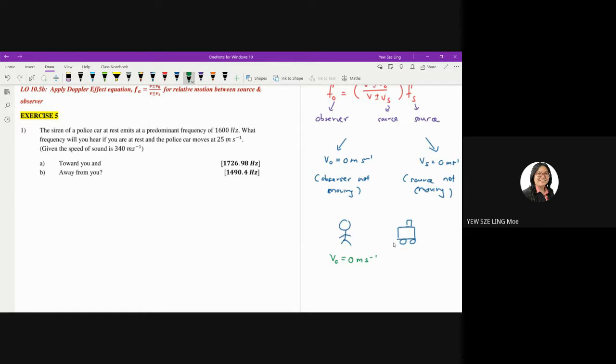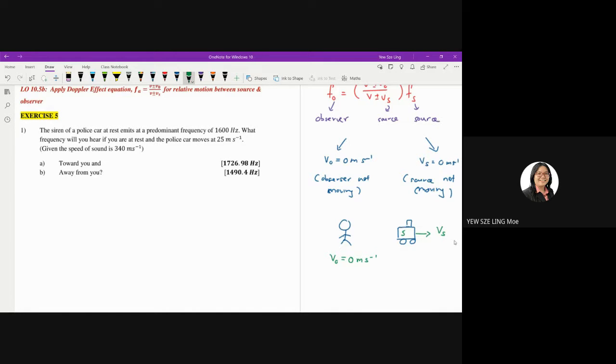That is the part that students always confuse. Now, this is your source. The source is moving towards the right-hand side. So your Vs is moving to the right, or we say moving away from the observer.